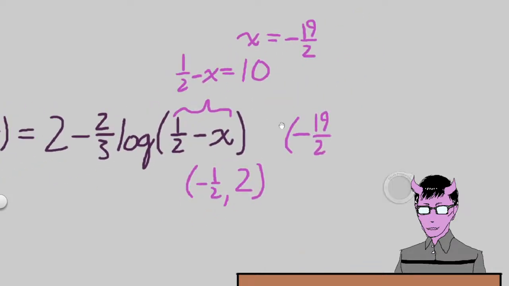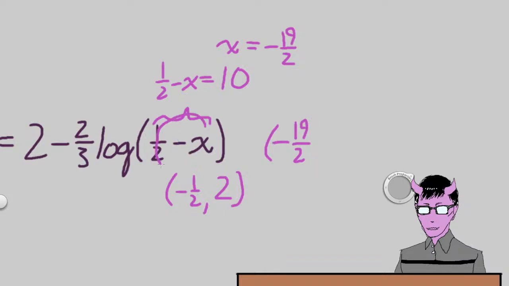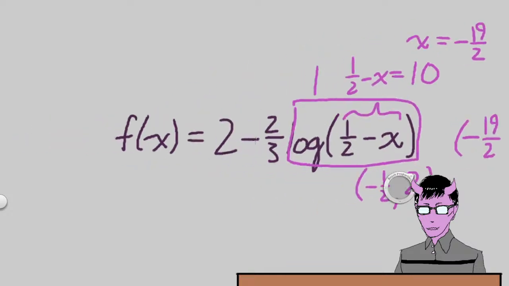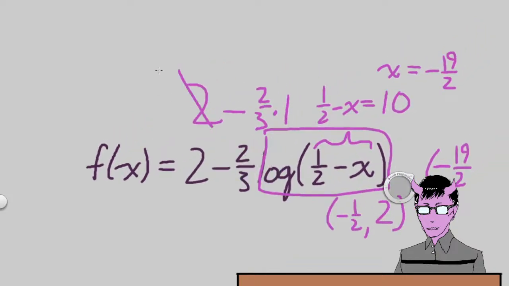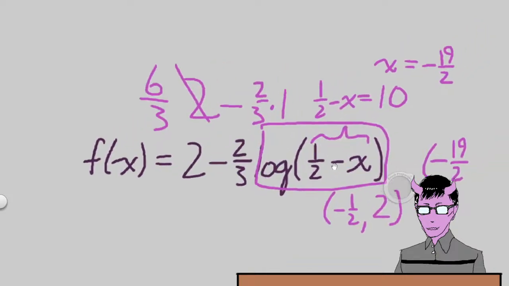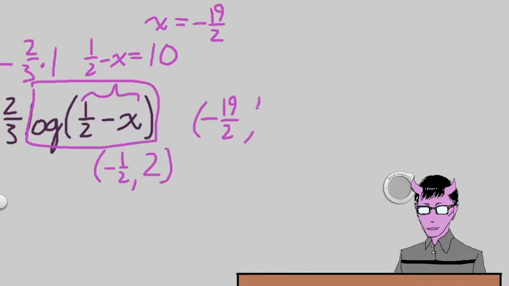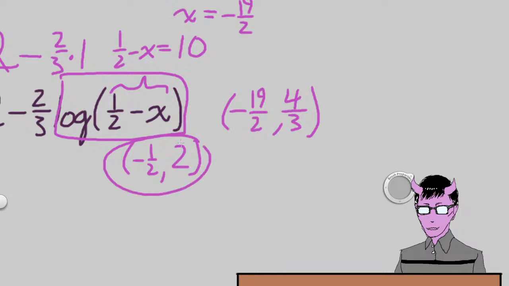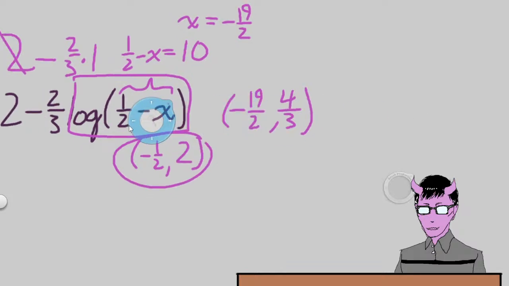So if we force x to be negative 19 over 2, then this whole thing evaluates into 10, which is perfect because base 10 and 10 argument. That means that this whole entire thing will become 1. And then we just do the rest of it. So 2 minus 2/3 of 1. What is that? That's just 4/3. So those are the two anchor points straight up if you just do the more straightforward method.